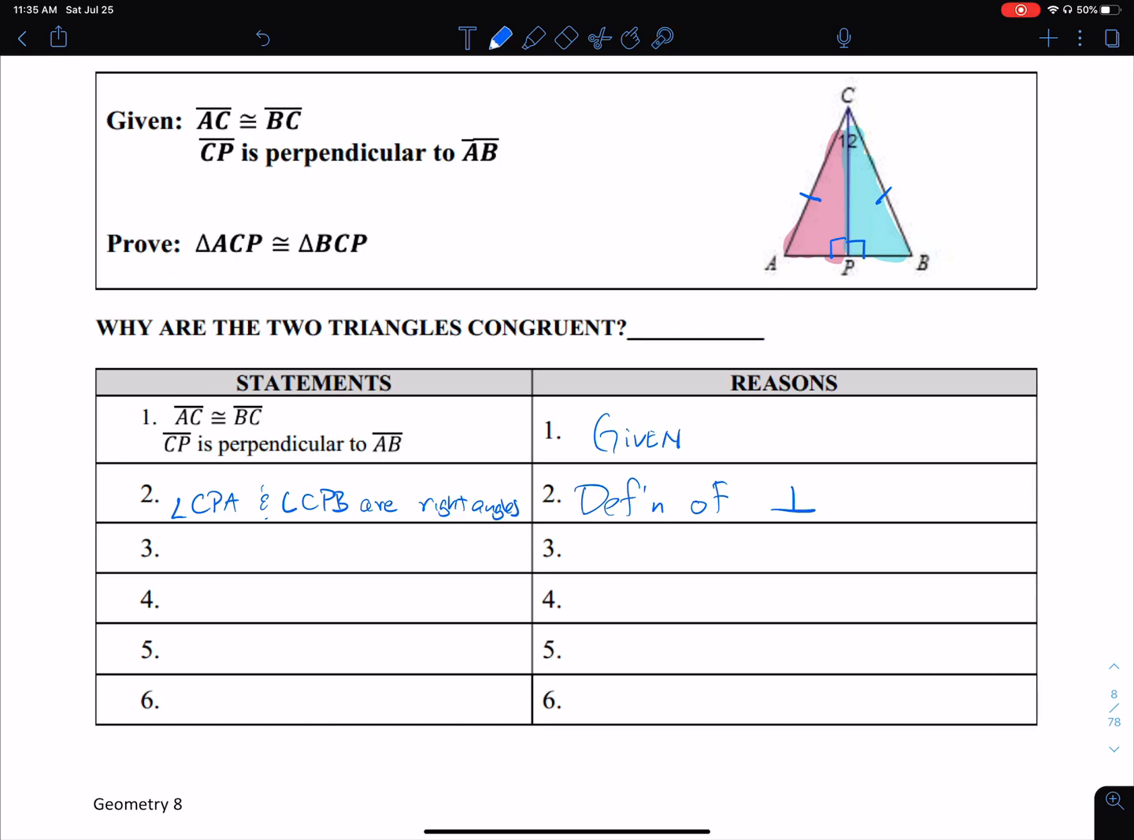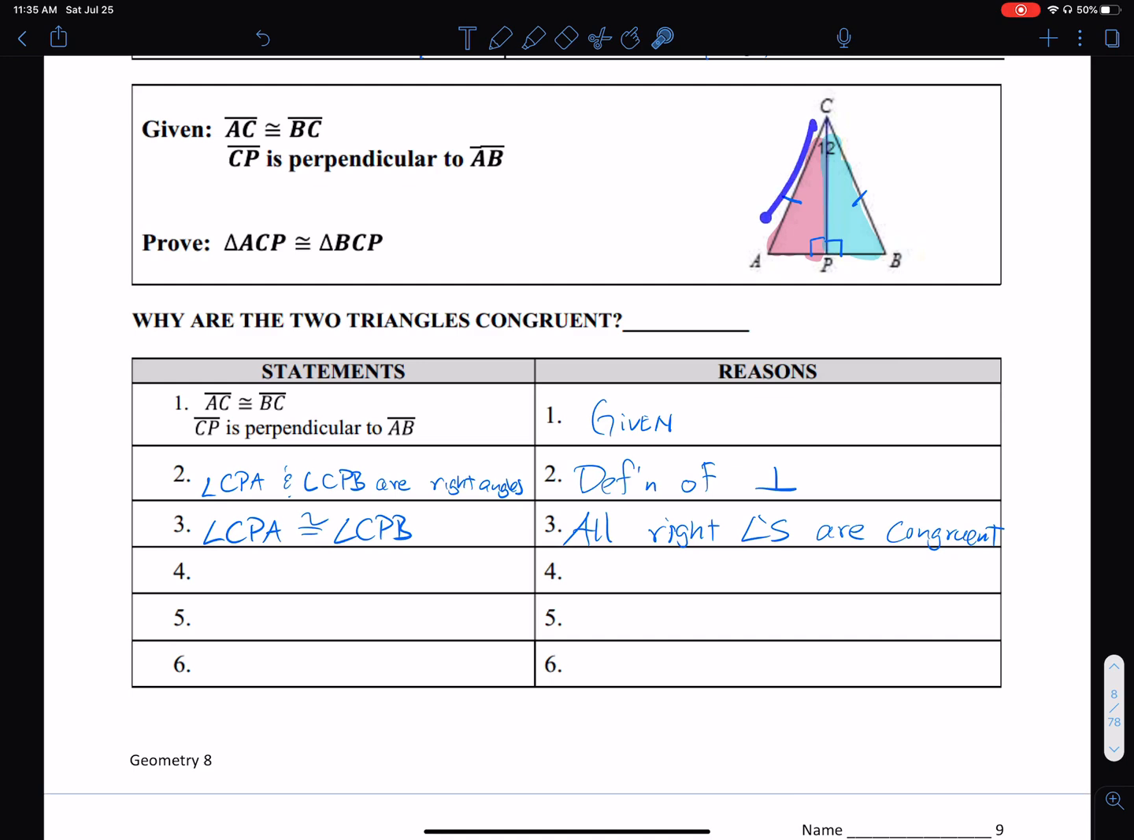Now we can say that angle CPA is congruent to angle CPB, because earlier in the year we had a theorem that said all right angles are congruent. It had no name, so we just write down the whole theorem: all right angles are congruent. All right, so now we have a side that is congruent because we were given that, a pair of sides and a pair of angles.